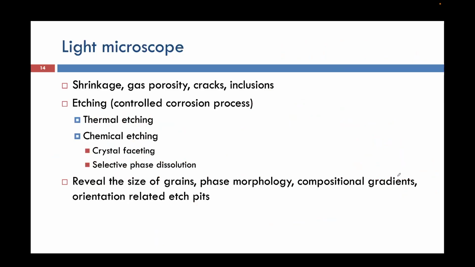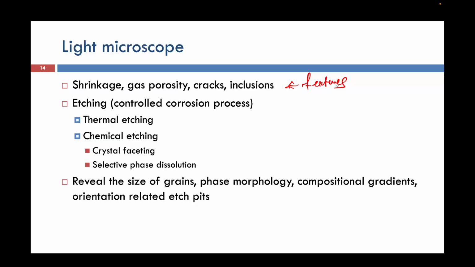Okay, now coming to the light microscope, because we are studying optics now. So what do we see in the light microscope? We generally see some surface features or structural features of a material, and we see whether the material has any kind of shrinkage, whether any gas porosity, cracks, or inclusions are there. So these are the different kinds of features that we generally see in a light microscope.